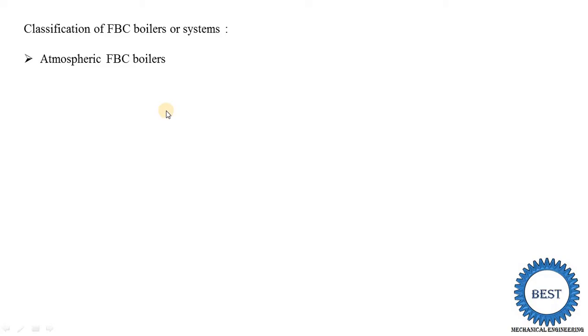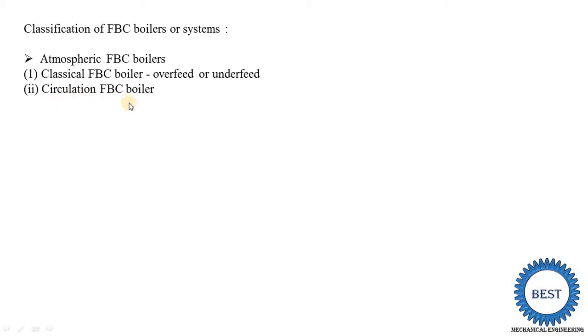Atmospheric FBC boiler means the pressure inside this furnace is atmospheric. That's why it's called the atmospheric FBC boiler. The second one is the pressurized, meaning some higher pressure than the atmosphere. That's why it is called the pressurized. In an atmospheric FBC boiler, there are two types. The first one is the classical FBC boiler and the second one is the circulating FBC boiler. In this video we discuss the classical FBC boiler. For the circulating FBC boiler I made a separate video, and the pressurized type we already discussed.